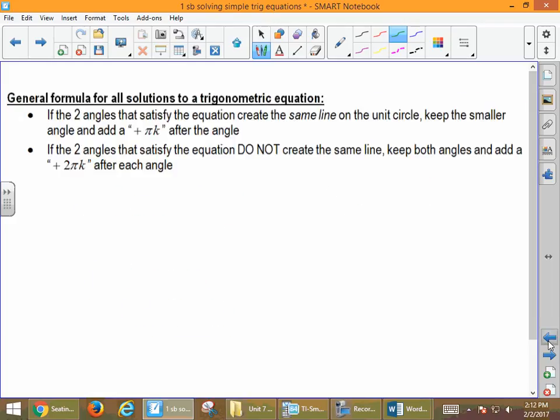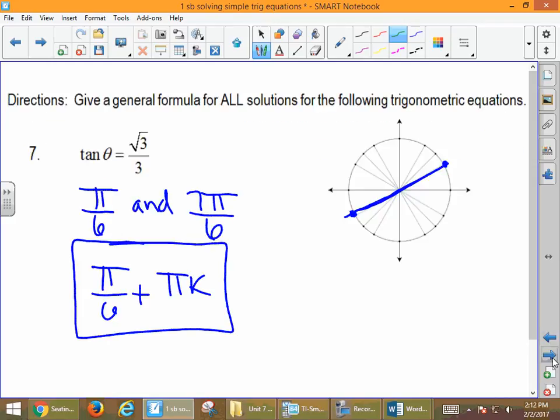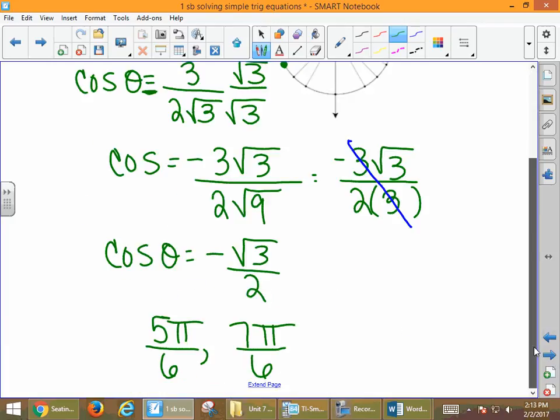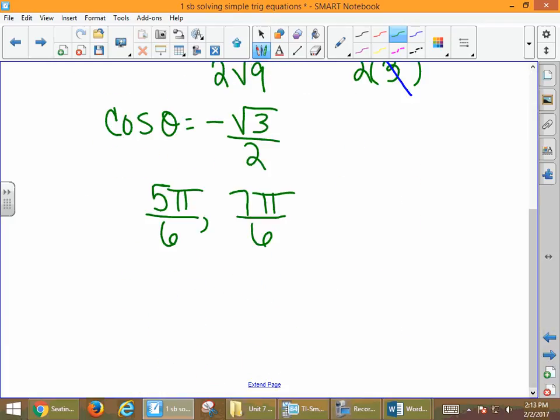So what do we do when it doesn't form a diameter on the circle? If the two angles that satisfy the equation do not create the same line, we didn't create a diameter, keep both angles and add a 2 pi k after the angle. So we're going to take 5 pi over 6, and we're going to add 2 pi k.